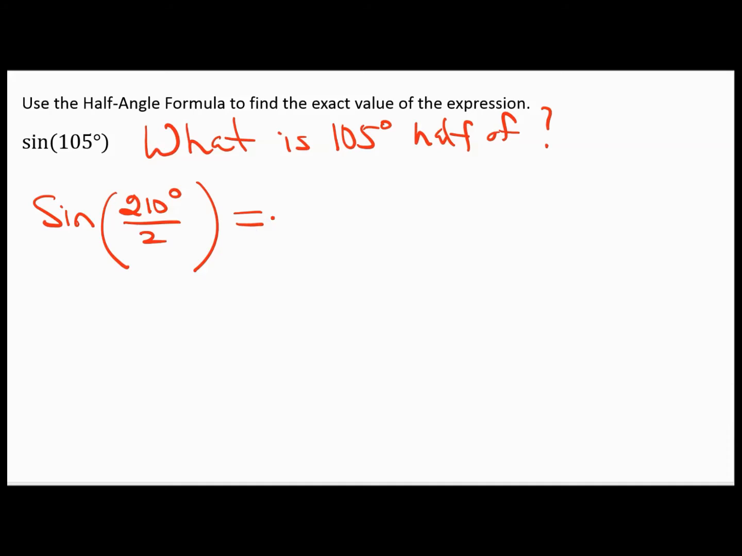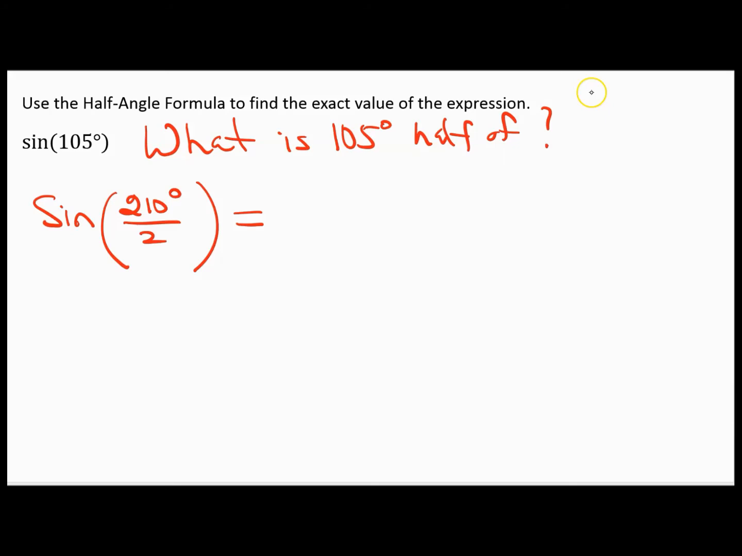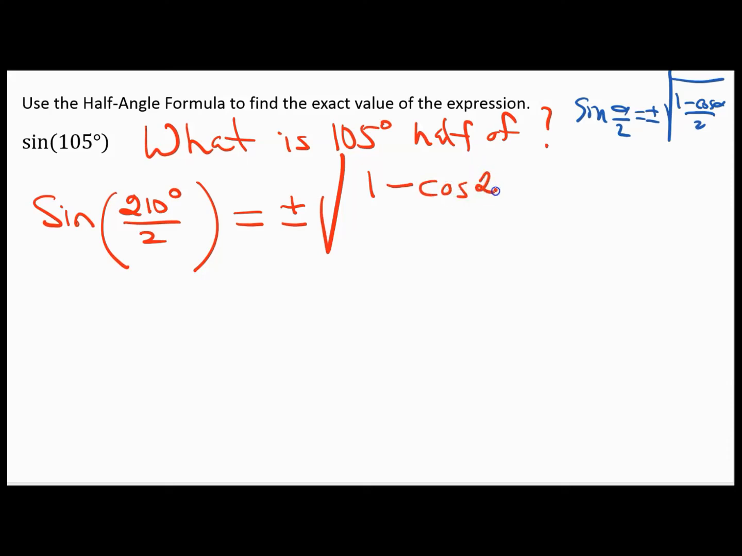Now remember, the formula for sine, you want to go back and look at it right there, highlighted in green, is plus or minus the square root of 1 minus the cosine of whatever our alpha is over 2. Okay, so again, you want to write it over here. So the sine of alpha over 2 is plus or minus the square root of 1 minus the cosine of alpha over 2. So for our formula, that's going to be plus or minus the square root of 1 minus the cosine of 210 degrees over 2.